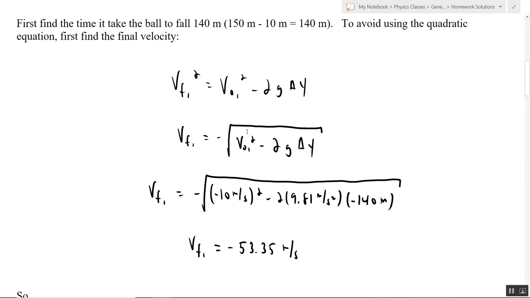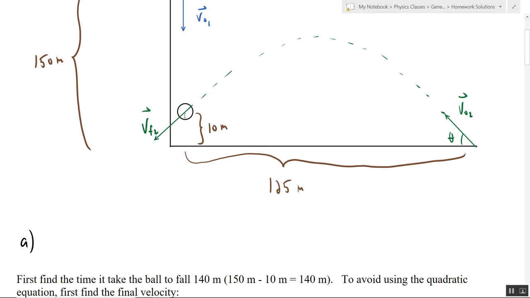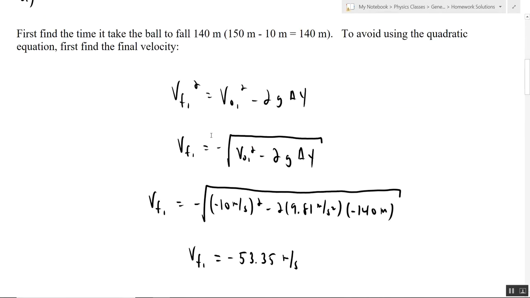Oh, I didn't mention why I'm doing this. I'm doing this because I can use this to find the time. That's why I'm doing this. As it's written here, but I didn't mention it. So then I plug in the numbers. Remember, delta y is negative. This v0 is also negative because you're throwing it down, but it doesn't really matter for this. And you get negative 53.35 meters per second. So this thing is moving at 53.35 meters per second down at this point, 10 meters above the ground.